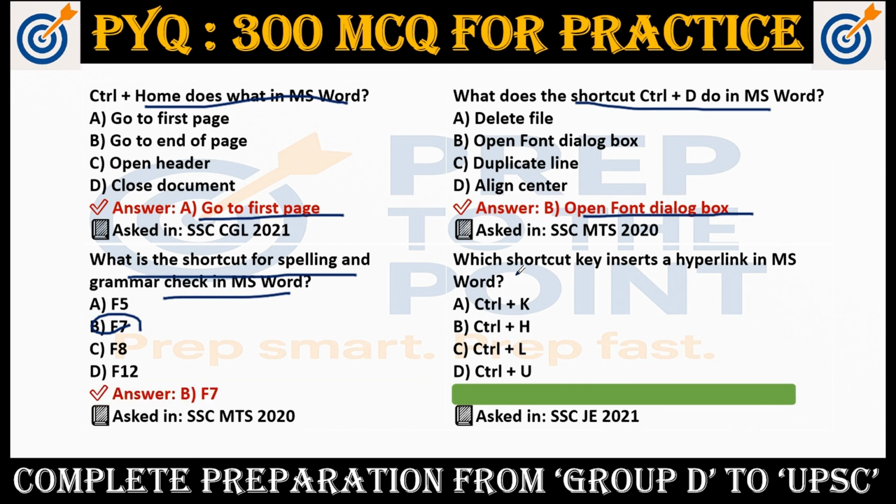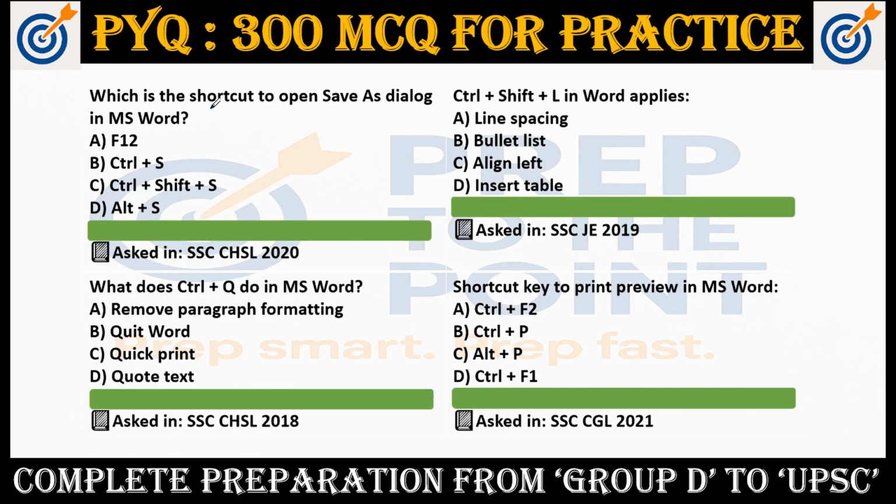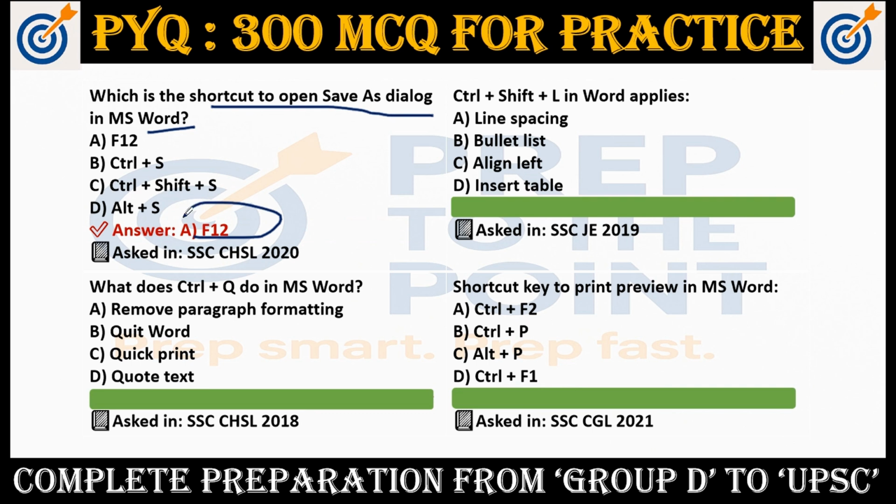Which shortcut key inserts a hyperlink in MS Word? Control key. Control key not only for MS Word but for all apps. Control K is used for hyperlink. Which is the shortcut to open Save As dialog box in MS Word? Save As, F12. Save, Control S. Control S for save. But to open Save As dialog box, we have to use F12.